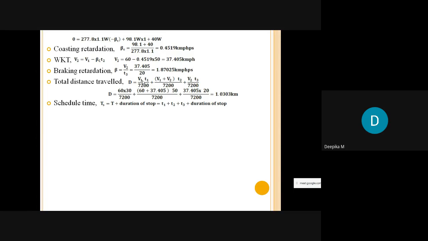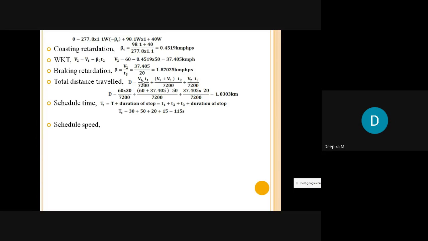Again, scheduled time we have to calculate, because in the problem we have to calculate the scheduled speed also. So to calculate scheduled speed we have to know scheduled time. Hence TS is nothing but total time for run plus duration of stop. Hence T is nothing but T1 plus T2 plus T3. So hence it is 115 second.